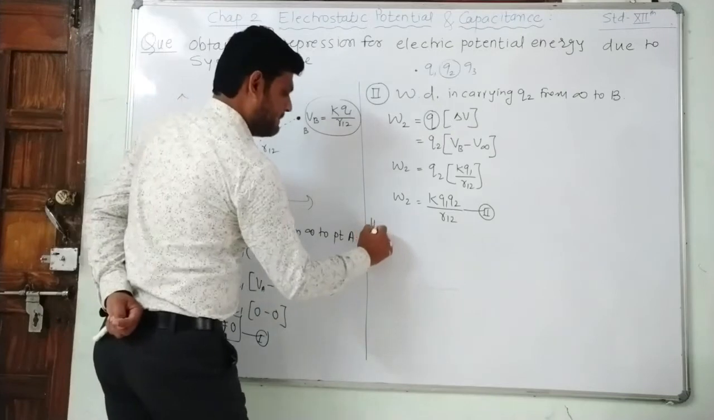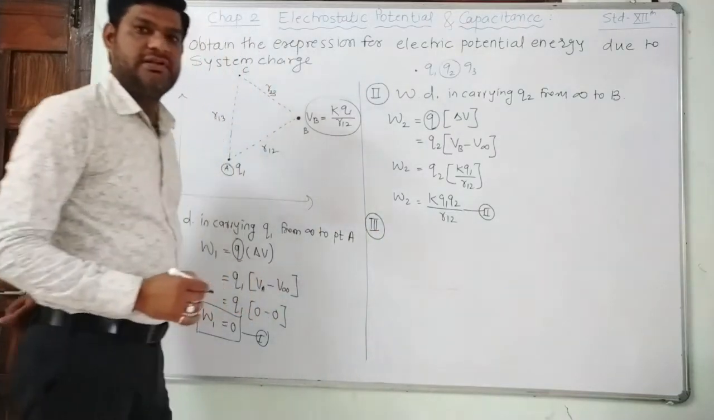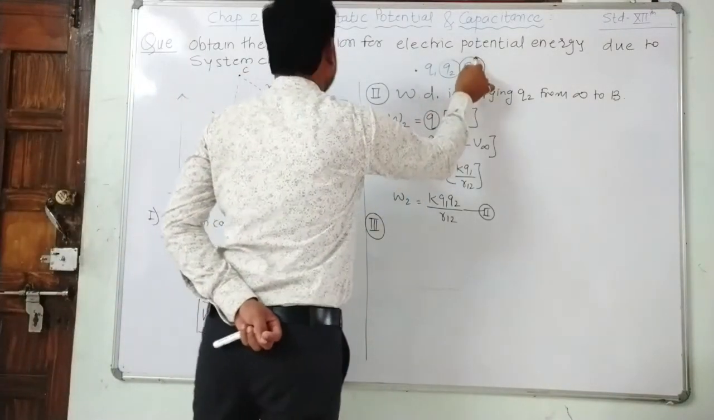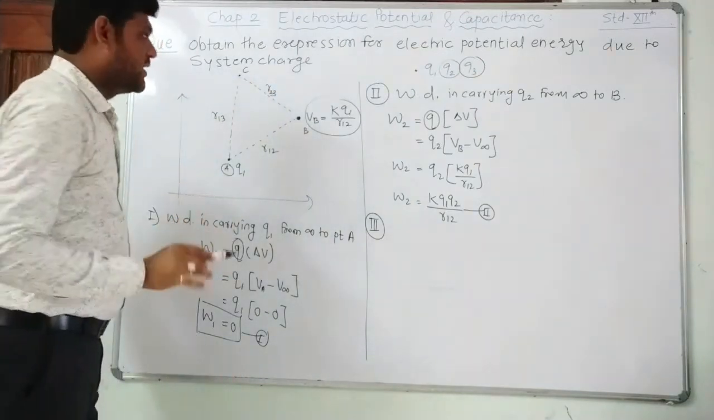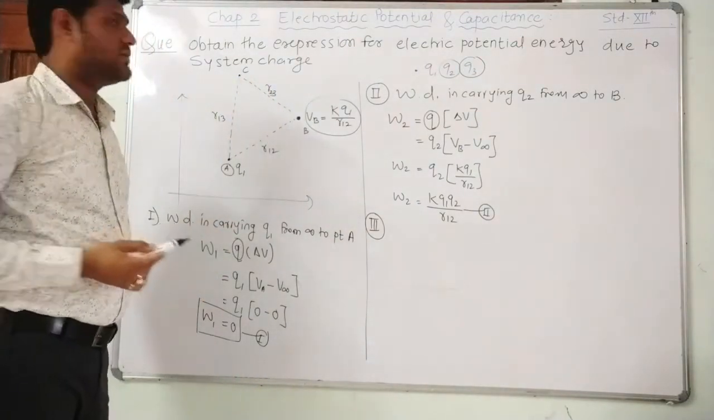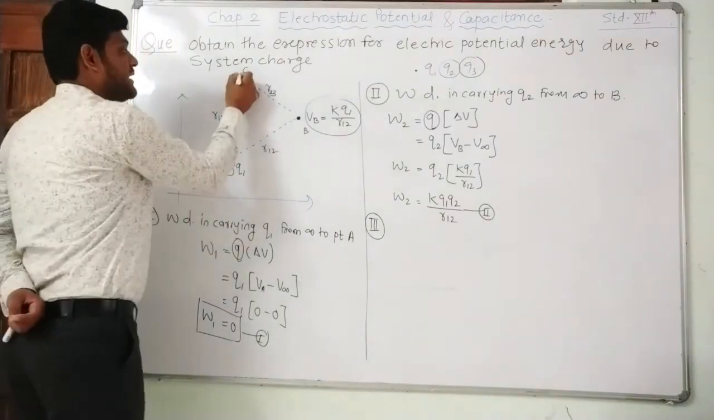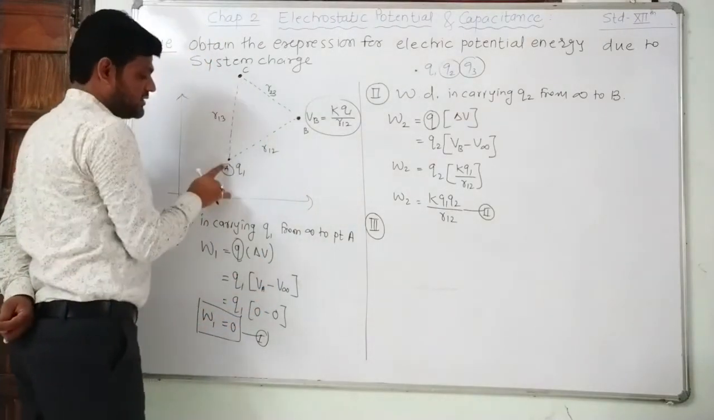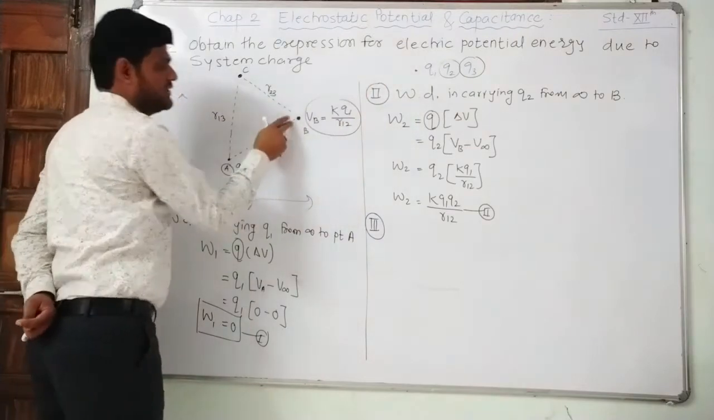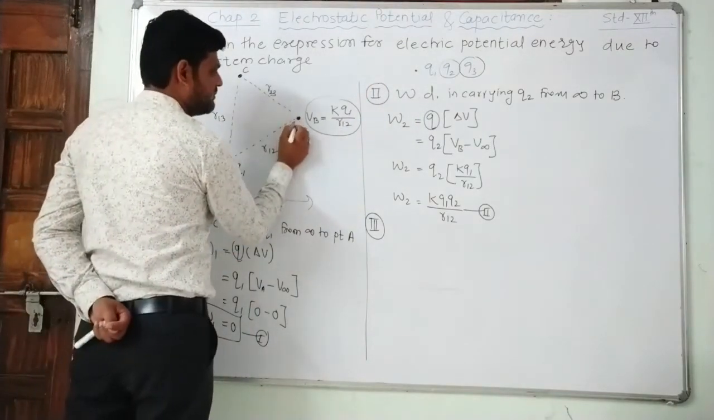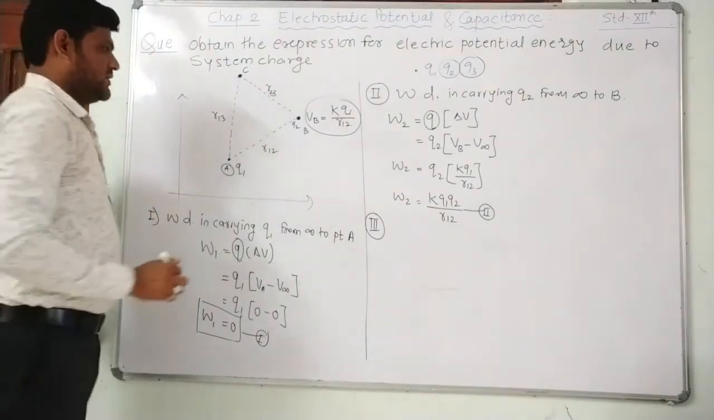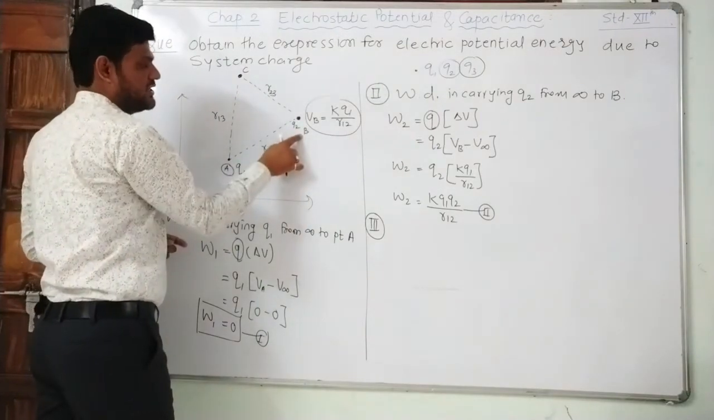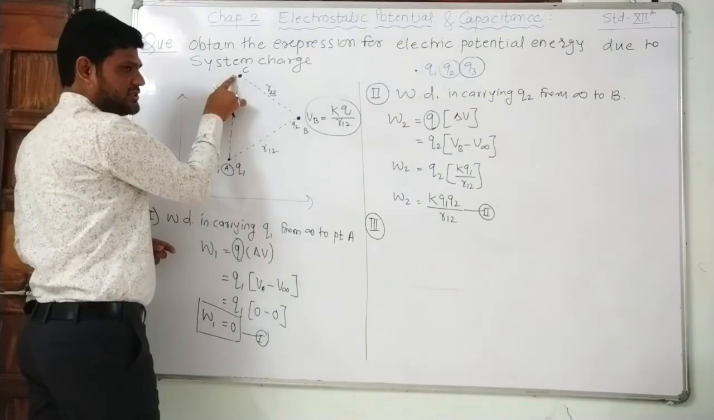Now third step. Work done in carrying a Q3 charge from infinity to point C. Correct? Before bringing Q3 to point C, there is an electrostatic potential at point C due to the Q1 charge and the Q2 charge, because here is the presence of the Q2 charge now. So Q1 is over here and Q2 is over here. So due to these two charges, there is a potential at point C.